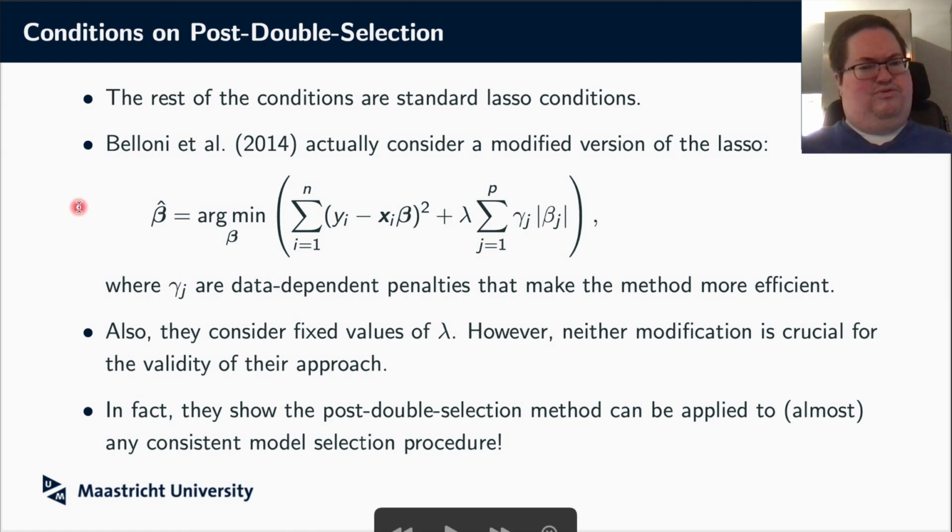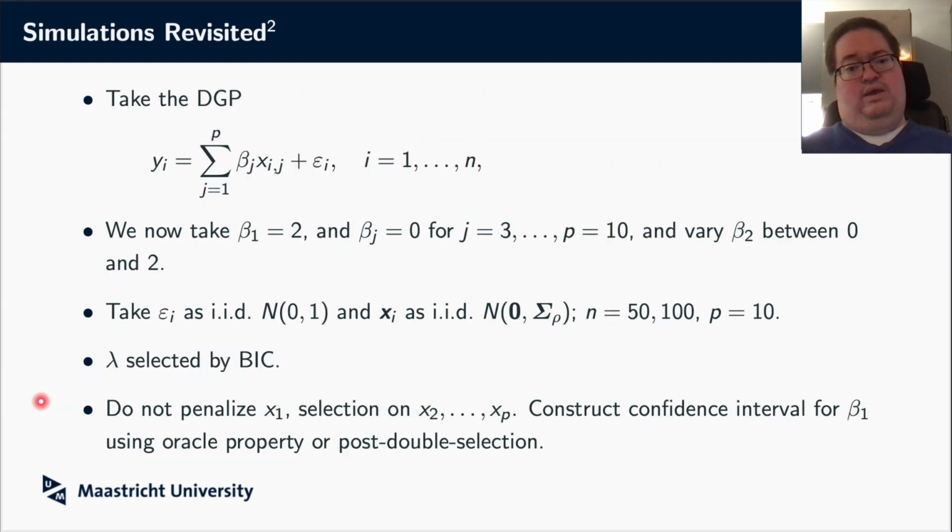And indeed, what they also show is that, well, you don't even need to do a lasso kind of estimator. You could do any kind of model selection estimator, including standard old-fashioned model selection in low-dimensional cases, and it still works. So the post-double selection idea is actually much more general than just the lasso. Now to round up this part, let me have a quick look at the simulations. And I'm going to do the same simulations that I did last week, where I showed that the lasso did such a poor job of constructing confidence intervals.